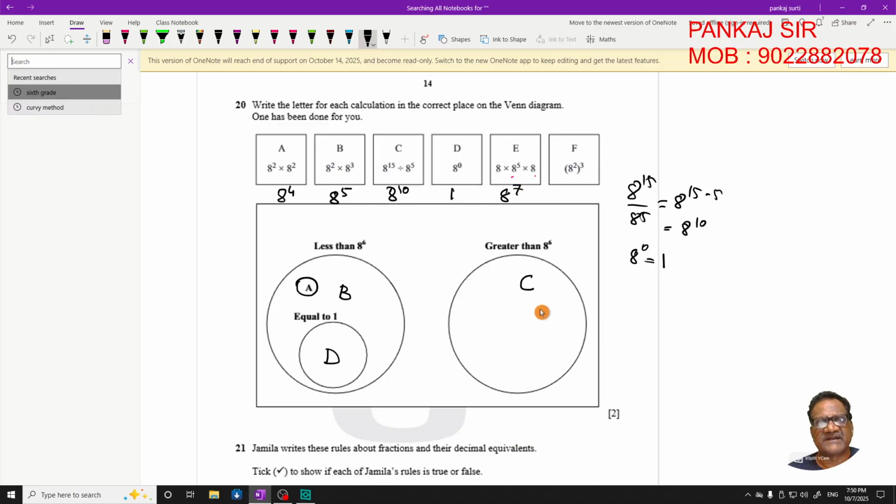Okay, 8 raised to 7. So 8 raised to 7 is something which is greater than 8 raised to 6. So E will come in this.